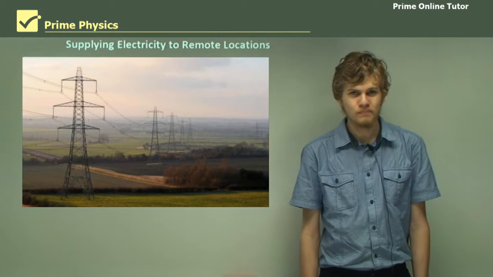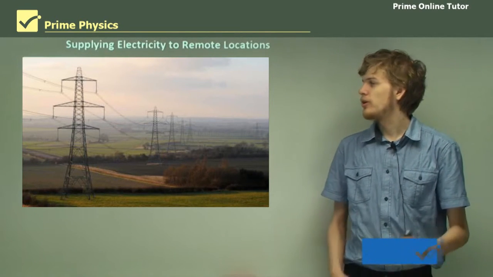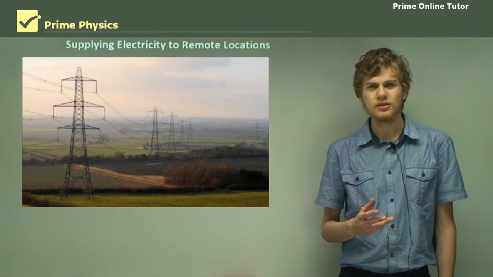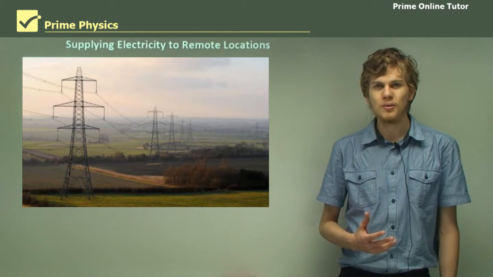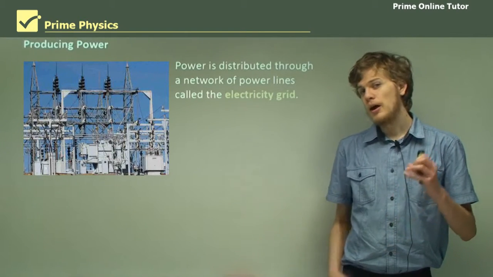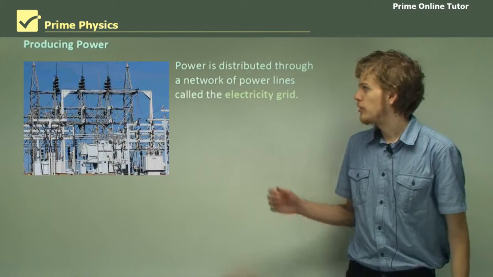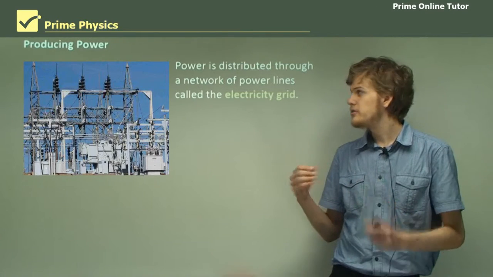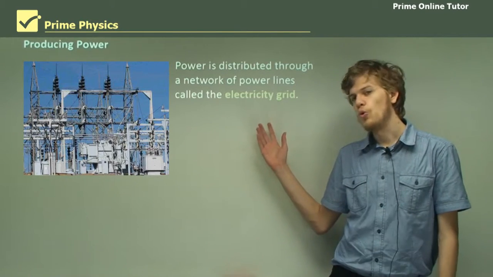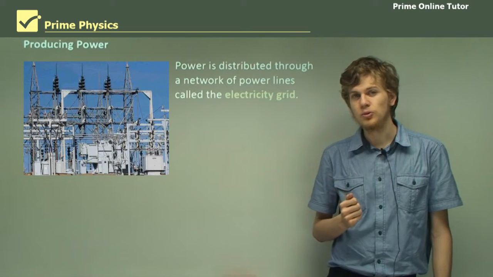Hi again, everyone. In this section, we're going to be looking at supplying electricity, whether it's to remote locations or to cities. We're going to learn about how electricity is sent through transmission lines without losing too much power. Now, power is distributed from electricity generators into cities and remote locations through something that we call the electricity grid, or just the grid.